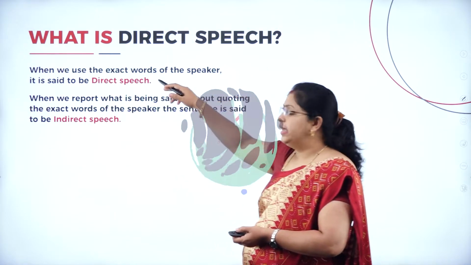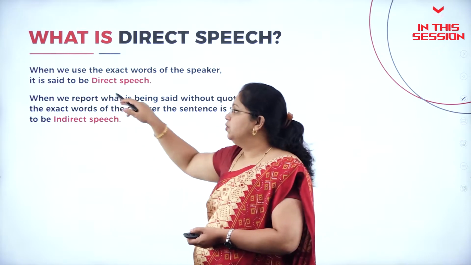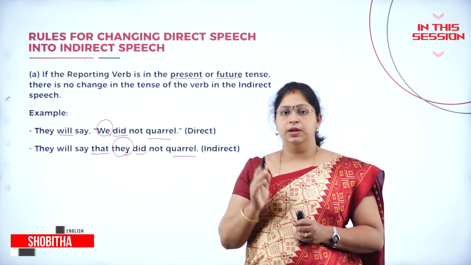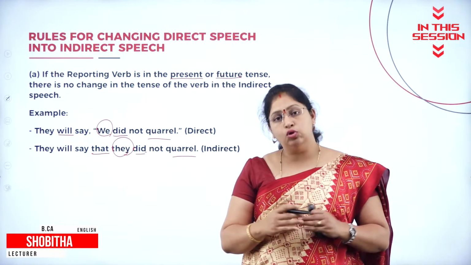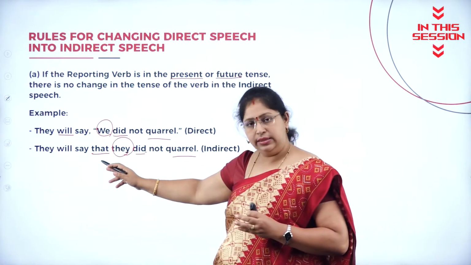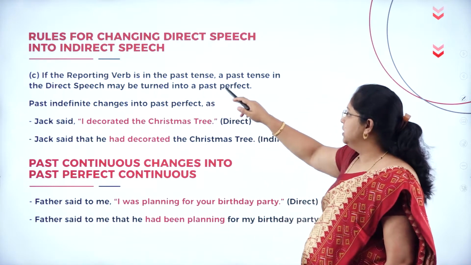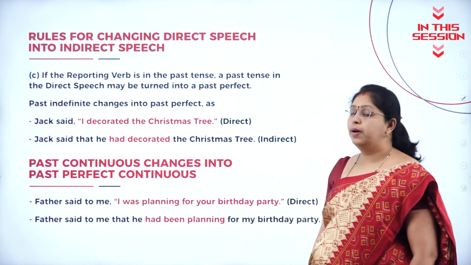When we use the exact words of the speaker, it is said to be direct speech. Remember, when it is simple present or simple future and you are changing direct speech to indirect speech, there will be no change in the verb. What we add is only that. If the reporting verb is in the past tense, a past tense in the direct speech may be turned into past perfect.